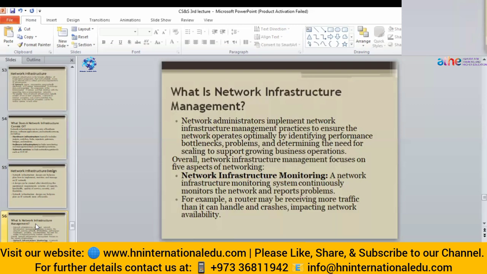So overall, network infrastructure management focuses on 5 points. First, network infrastructure monitoring: we have to monitor whether our network is working properly or not. It is a continuous system. We have to monitor and generate reports. For example, our router may be receiving more traffic than it can handle, and sometimes it crashes, impacting network availability. So we have to manage the network traffic.